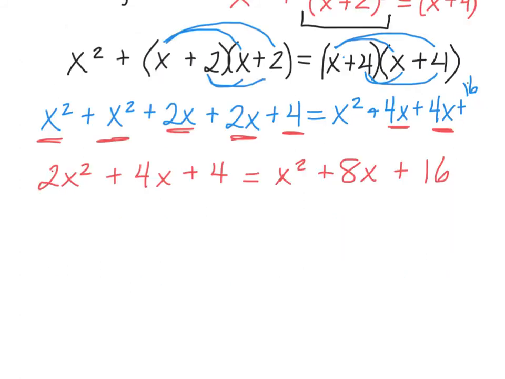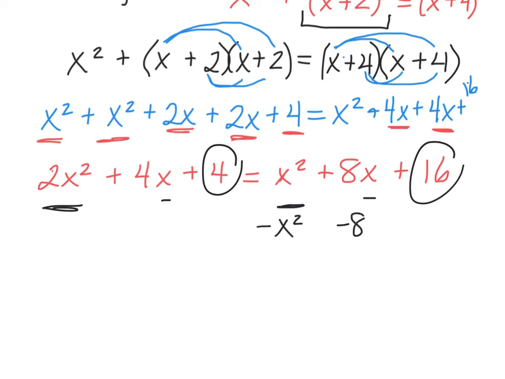Okay, so where do I go from here? So we have x squared terms, I have x to the first terms, and I have these constants. So what I'm going to do is I'm actually going to move everything over to the left-hand side. So I'm going to subtract x squared, I'm going to subtract 8x, and I'm going to subtract 16.